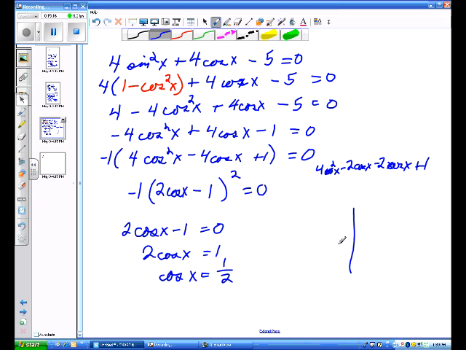Now, since it's positive, we're in the first and the fourth. Well, that's 60, which is pi over 3. We wanted these in radians. So it would be pi over 3. Or this would be 2, which would be 6/3, minus 1/3 would be 5 pi over 3.